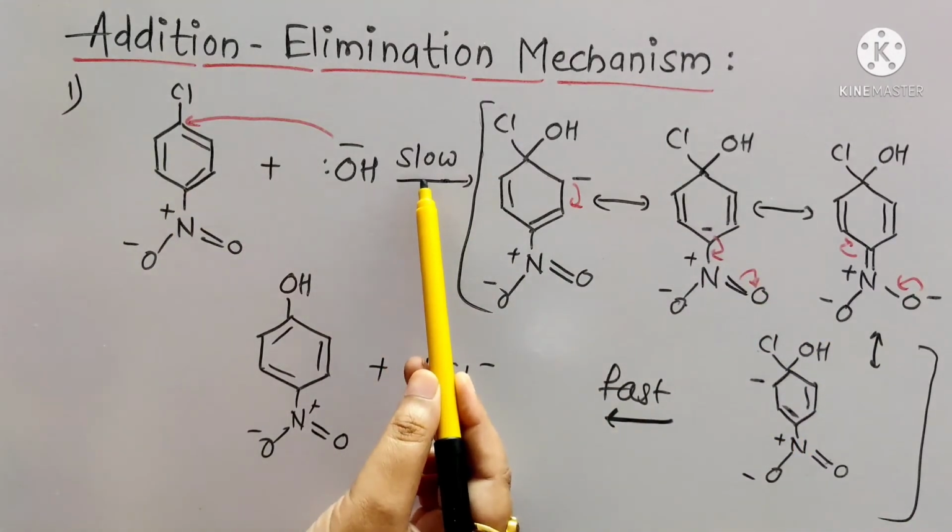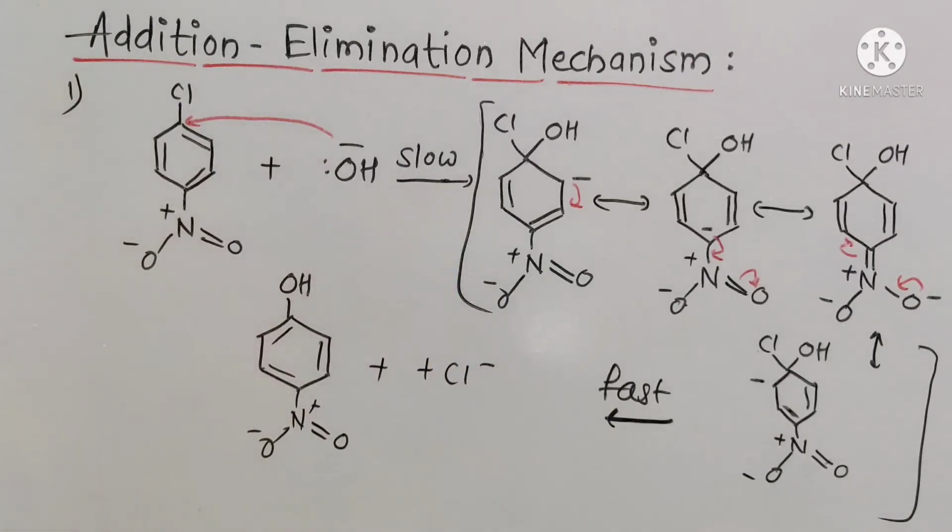So the first step of the mechanism is nucleophilic addition, which is the slowest step in the reaction, so it is the rate determining step. The second step is the fast step in the reaction, which is the elimination of the halide ion. The benzene ring consists of a negative charge and cannot accommodate this negative charge, therefore the halide ion is lost by removing the negative charge on the ring. So this is the fast step in the reaction.